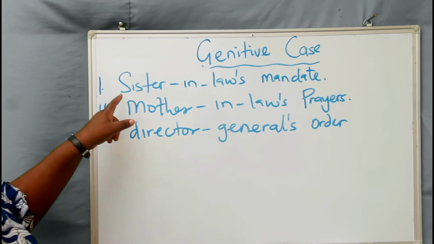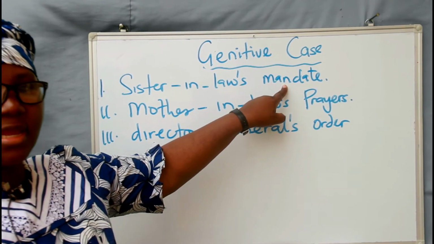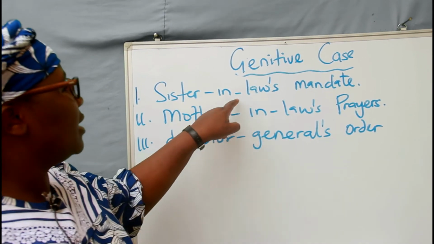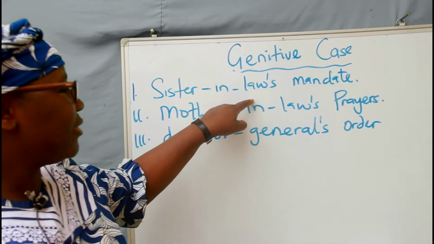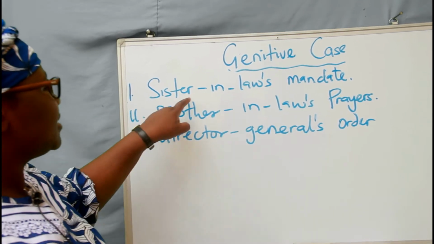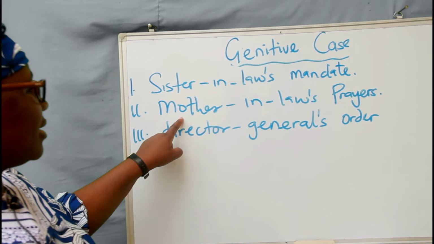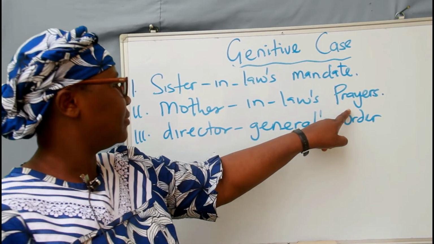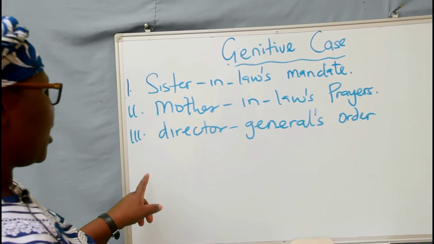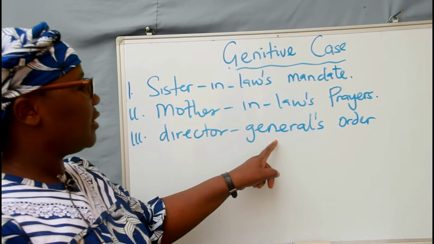So here we have sister-in-law's mandate. Remember, I said it should be treated as a single noun. Sister-in-law's. This is the last word of this compound noun, law. So you have the apostrophe and you have the S. Sister-in-law's mandate. Secondly, we have mother-in-law's prayer. Finally, here we have Director General's order.